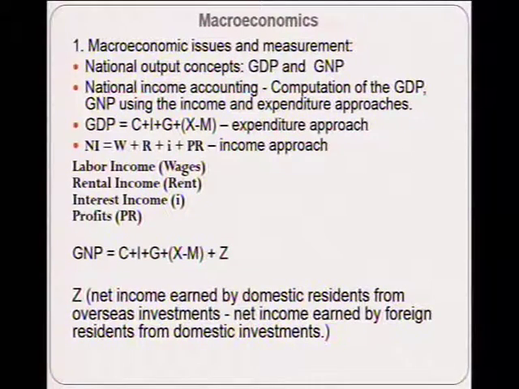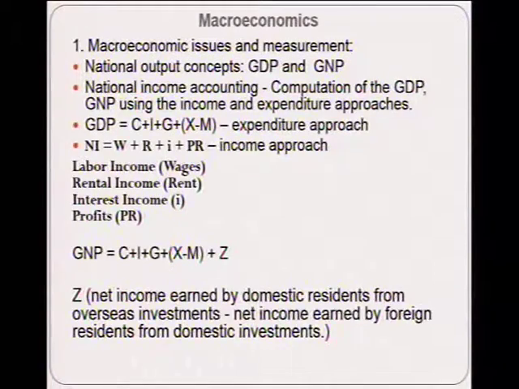What is GNP, the gross national product? It is C plus I plus G plus X minus M plus Z. Now, what is Z? As you can see on the screen, it is the net income earned by domestic residents from overseas investments, minus the net income earned by foreign residents from domestic investments. So when we take the GDP and add the net income from abroad, that is what is going to give us the GNP.